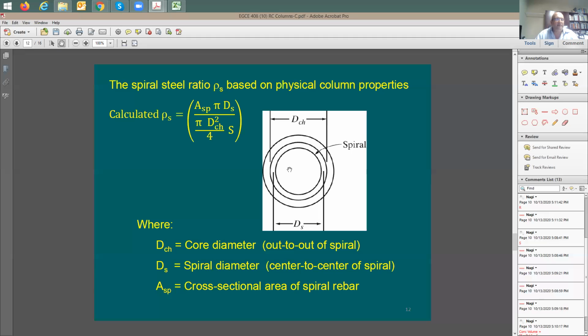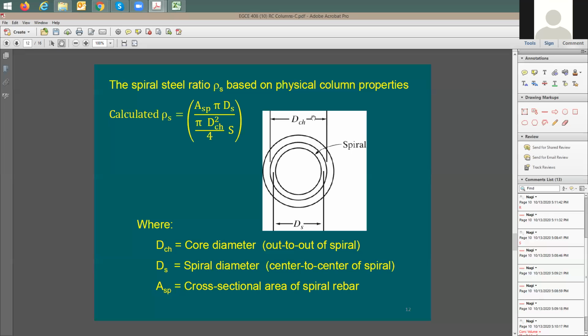Someone's going to say, what are you talking about here? If the column size is 18 inch, what is the difference between DS and DCH? Don't forget, for number 3, the difference is 3/8 of an inch. Would that make a big difference? I'm going to say no. We can just assume that DS is the same as DCH for analysis purposes. This is engineering, we're not doing math here, we're not mathematicians.